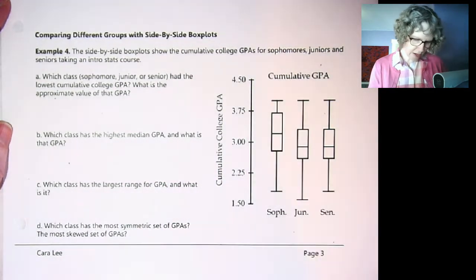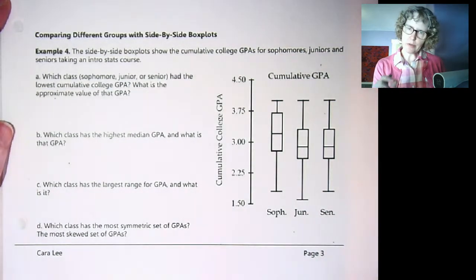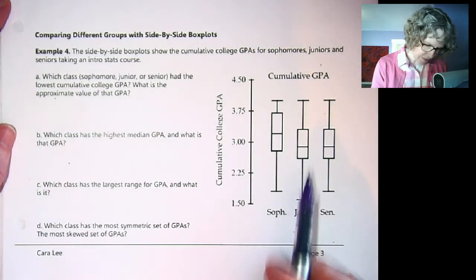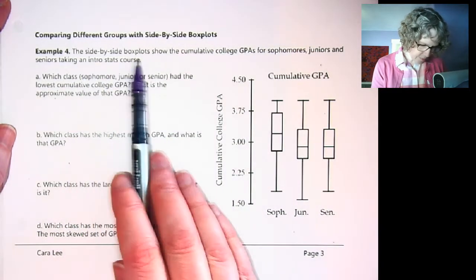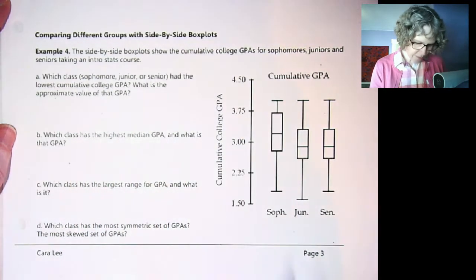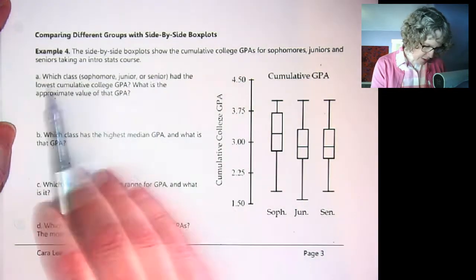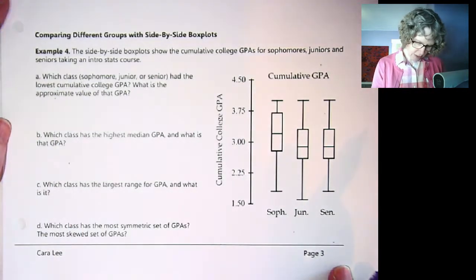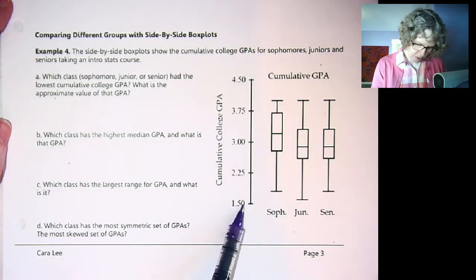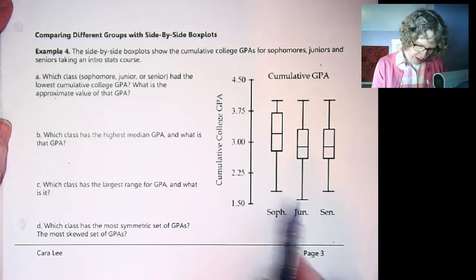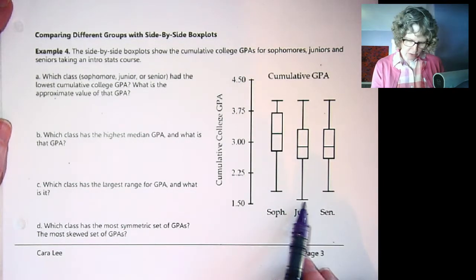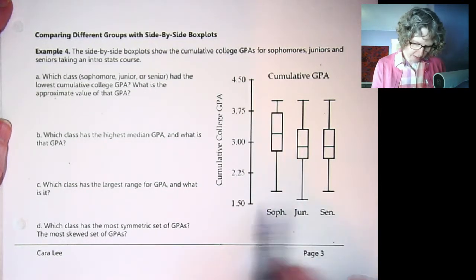and then I think this is just a title over here, because the width of a box plot, or height, doesn't have any scale. So it says the side-by-side box plots show the cumulative college GPAs for sophomores, juniors, and seniors taking an intro stats course. Okay, which class had the lowest cumulative GPA? So if we look, this is going from lowest to highest, which we would expect. Lower is usually lower, and it looks like someone in the junior class, one or more people, it's hard to tell how many, had this lower GPA.